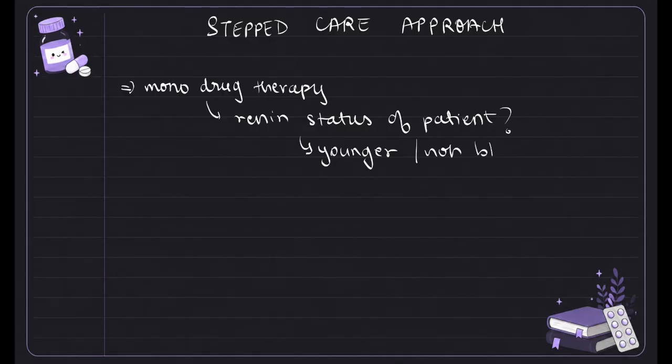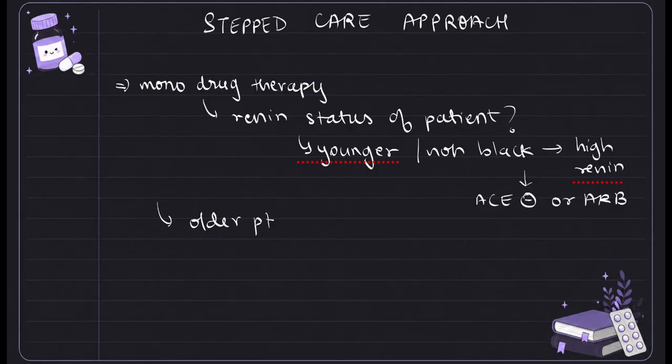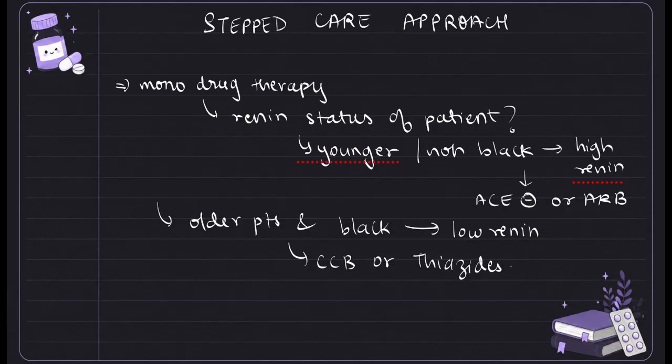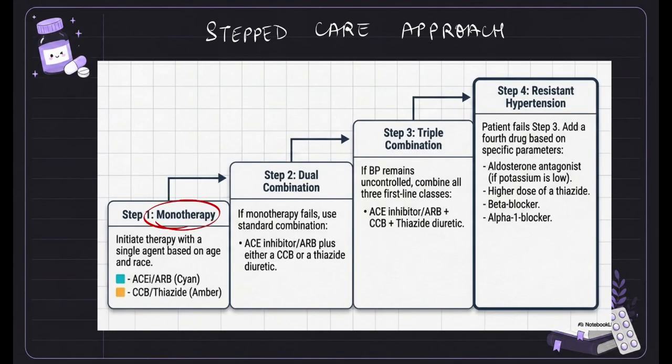Renin is just an enzyme. It's produced by the kidneys, and it helps control blood pressure. Think of it like an engine. Younger, non-Black patients typically act as a high renin engine. So for them, the best tools are ACE inhibitors or ARBs. On the other hand, older patients or Black patients of any age usually have a lower baseline of renin. For this group, calcium channel blockers or thiazide diuretics just work much better. And a quick note, beta blockers aren't generally used as a first-line therapy here unless there's a specific condition that truly requires them. So what happens if that single drug just isn't enough?